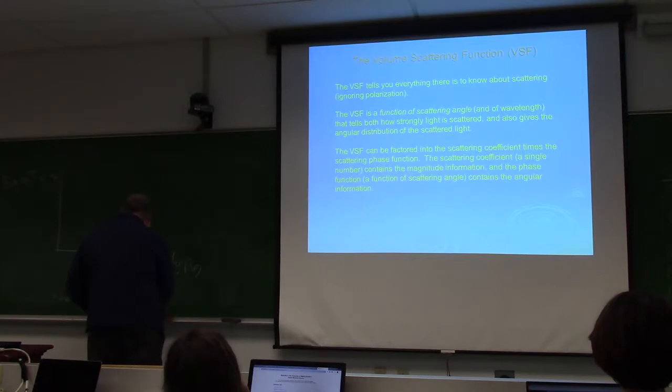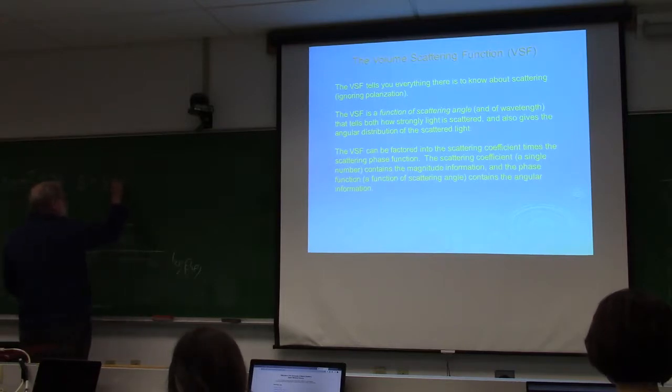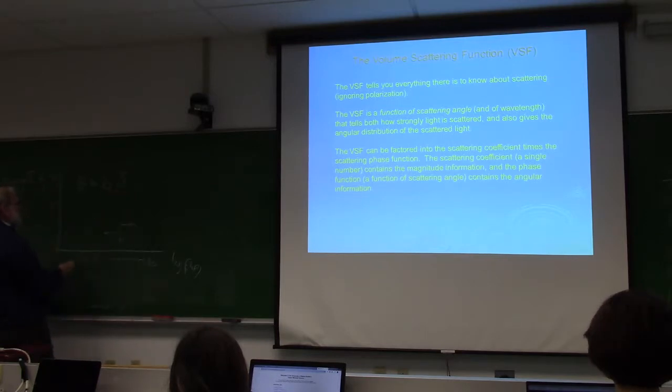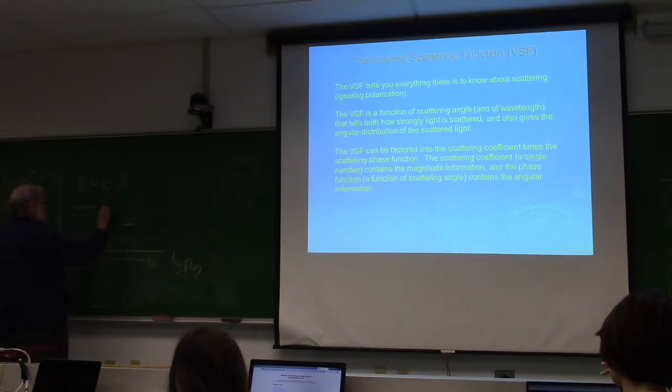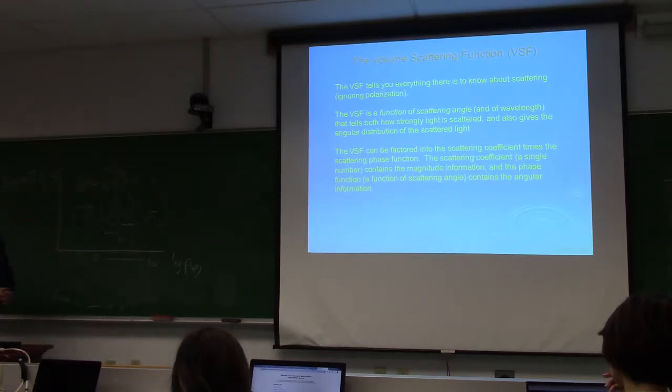So when you write that the volume scattering function beta is the scattering coefficient times the phase function, and this is really just definition of the phase function. This thing is per meter per steradian. This guy is per meter, and this part has units of steradian. So this has the magnitude, and this part, which is a function of scattering angle, this has the angular information. And we'll see how that goes here in a minute.